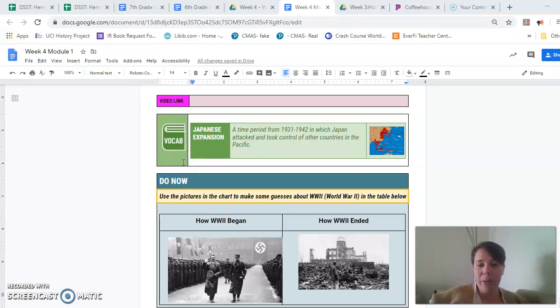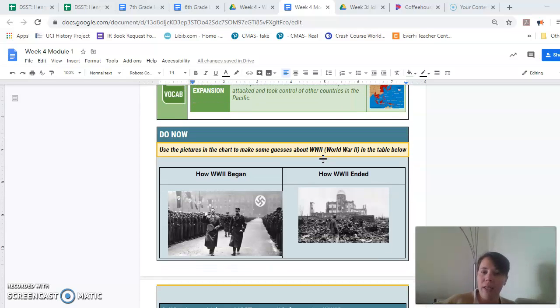This is a time period from 1931 to 1942 in which Japan attacked and took control of other countries in the Pacific. I want to be a little bit careful about that because the Pacific obviously is like the west coast of the United States all the way over to where Japan, China, Korea, etc., are. I don't want you thinking they took over a bunch of little islands in the Pacific Ocean, but they're talking about the East China Sea, Pacific, the Sea of Japan, and we'll look more closely at a map to describe that. First and foremost, let's take a look at this too now.